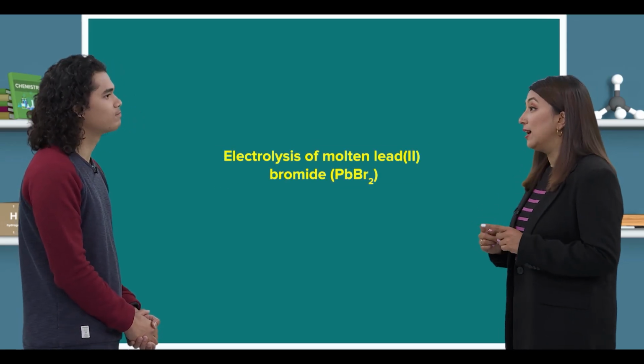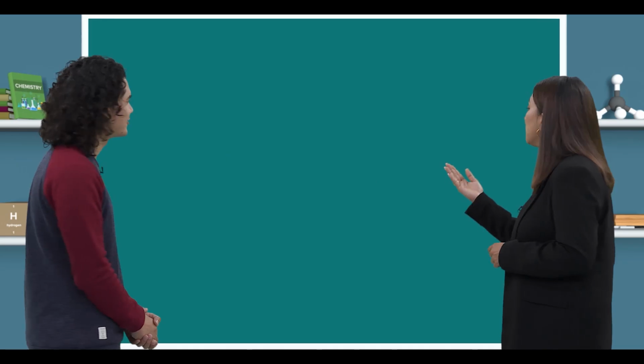Well, that was pretty good already. You will gradually learn all you need to know about electrolysis throughout this session. Sounds good. So teacher, what will we be starting with? Let's begin by taking molten lead 2 bromide as the electrolyte, shall we? Sure.